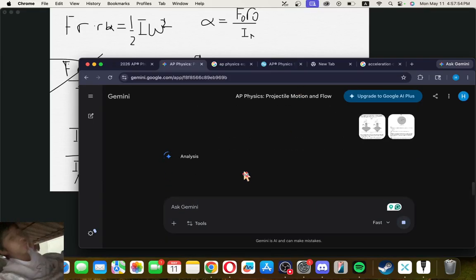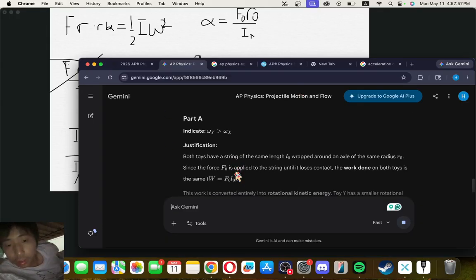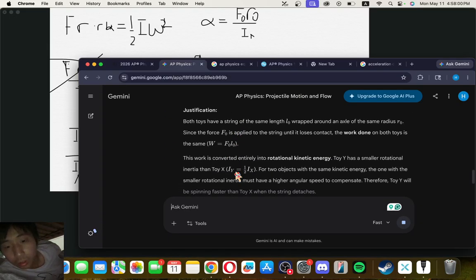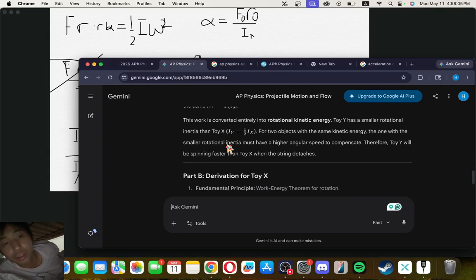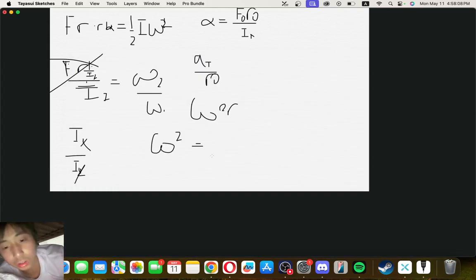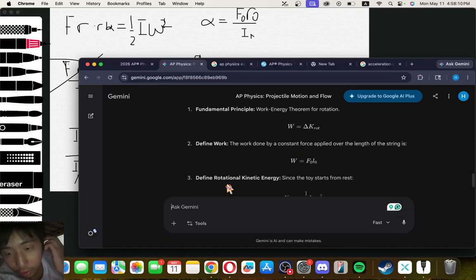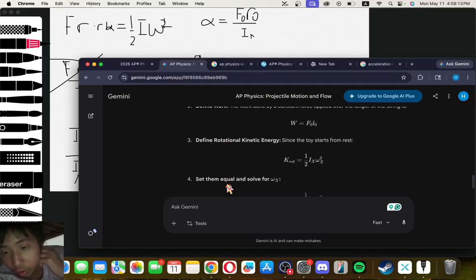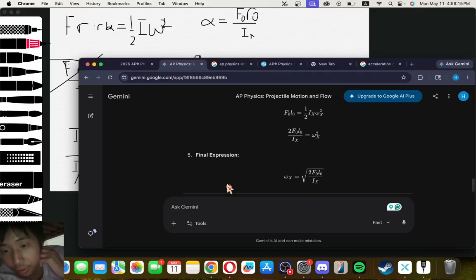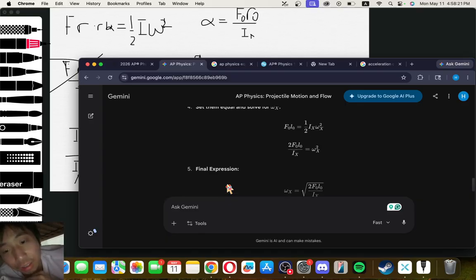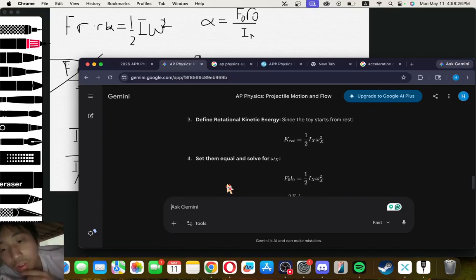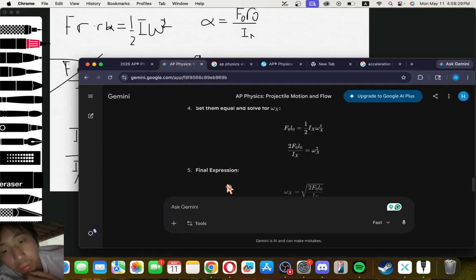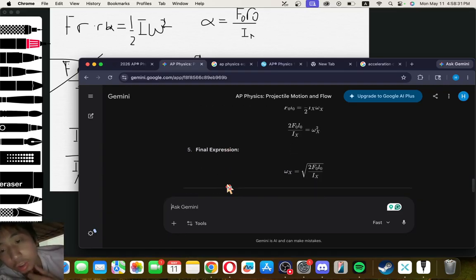Let's see it. Yup. So y is greater, because like I said, y was greater. Derivation. Wait, I might have been dumb as hell. Wait, no, that doesn't make sense. Okay, for the force, that actually makes sense, because you're applying the force over the length of the string.